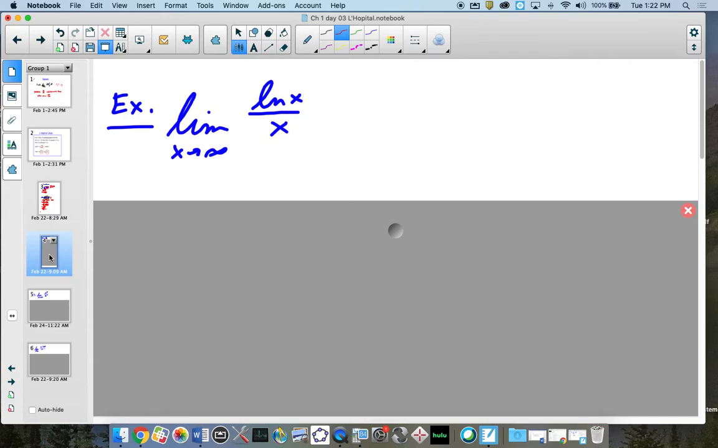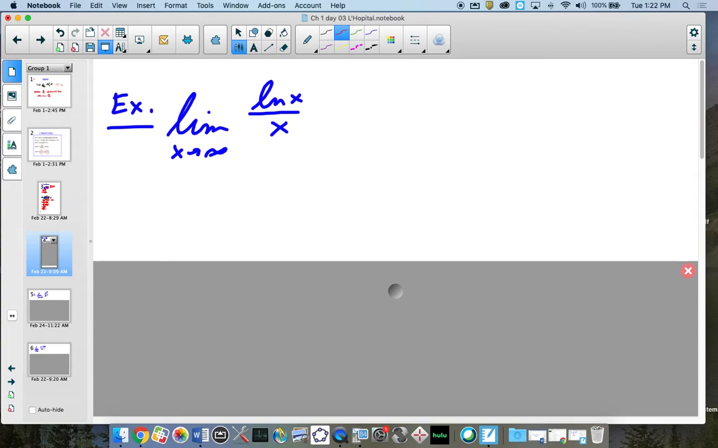What's the limit as x approaches infinity of natural log of x over x? With infinity, we can't plug in infinity, but if you think about it, the natural log of x is a graph that looks like this. It's increasing as we move to the right, and it gets higher and higher, although not as quickly as something like y equals x. But they're both going to infinity, so L'Hopital's rule does apply here.